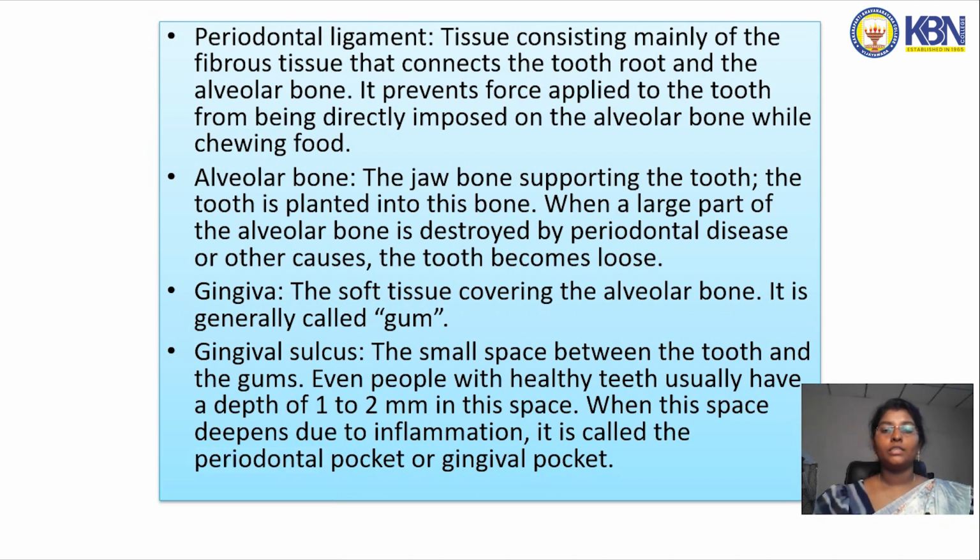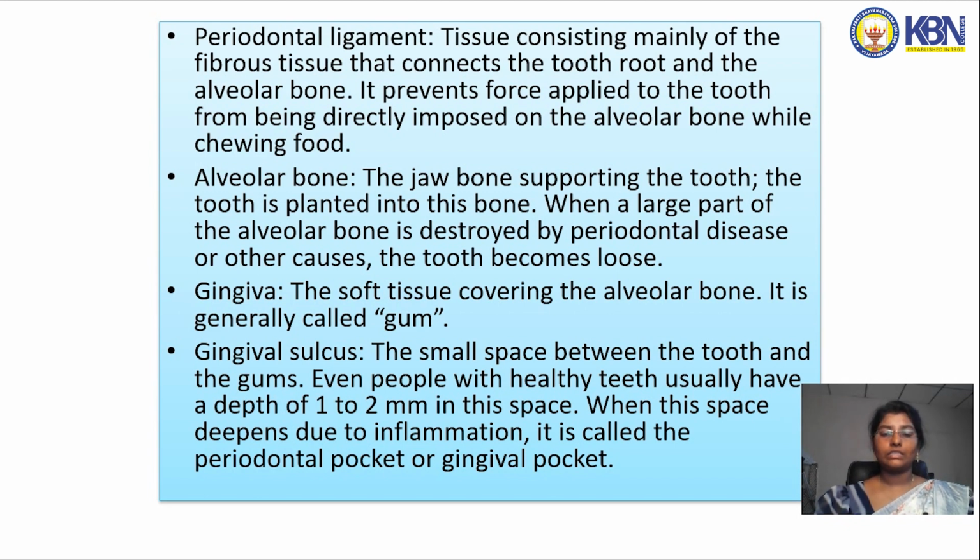Alveolar bone. The jawbone supporting the tooth. The tooth is planted into this bone. When a large part of the alveolar bone is destroyed by periodontal disease or other causes, the tooth becomes loose. Gingiva, also called the gum, is the soft tissue covering the alveolar bone. It is generally called the gum.